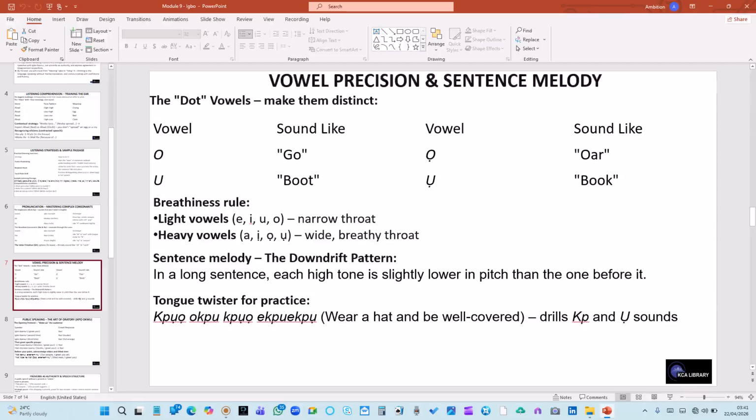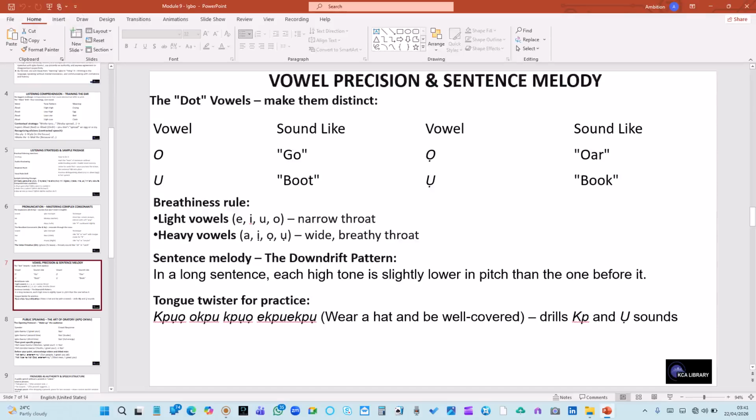Now, let us look at the breathiness rule. Light vowels like A, E, O, U are pronounced with a narrow throat. Heavy vowels like A, E, O, U are pronounced with a wide and breathy throat. Now, sentence melody, the downward drift pattern. In a long sentence, each high tone is slightly lower in pitch than the one before it.